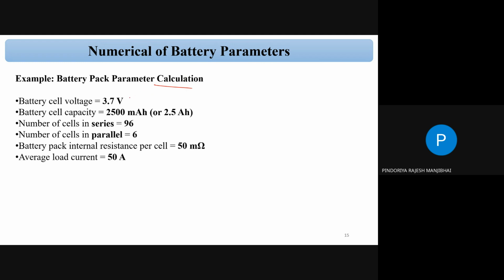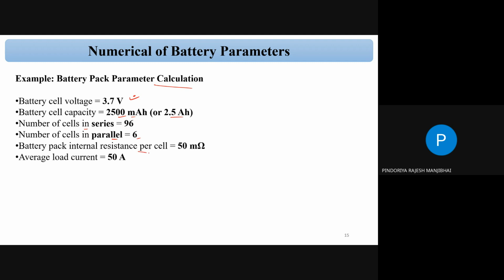Battery cell voltage is 3.7 volt, because it is a lithium ion battery. Normally the nominal battery cell voltage is 3.7 volt. Battery cell capacity is 2500 milliampere, otherwise we can say 2.5 ampere hours. Normally the unit of battery capacity is ampere hour, so we have to convert from milliampere to ampere hours. Number of cells in series is 96, all cells connected in series. Number of cells in parallel is 9, the parallel cell combination.